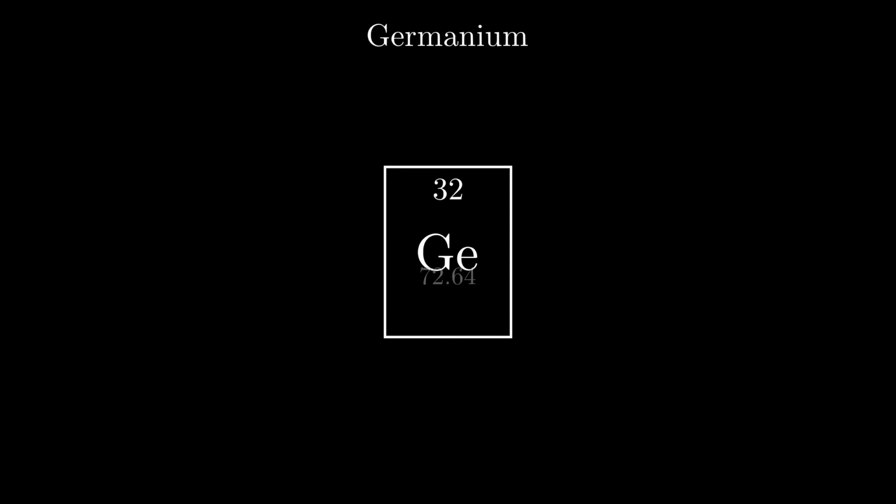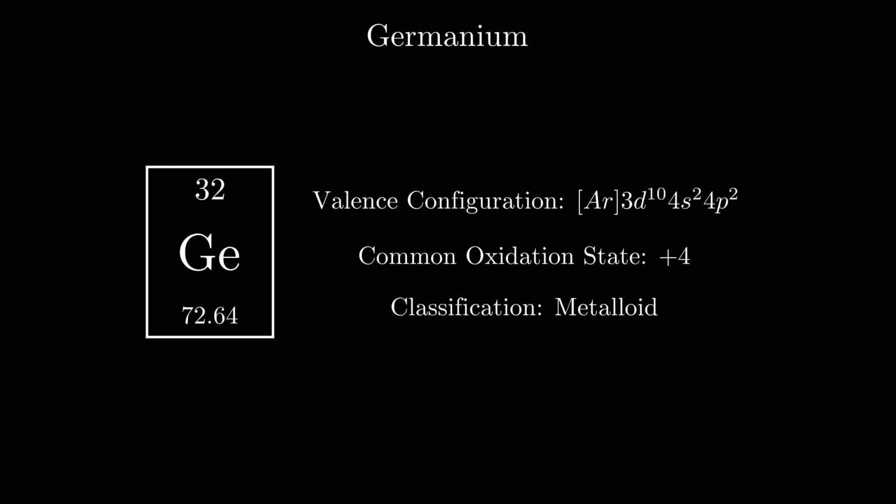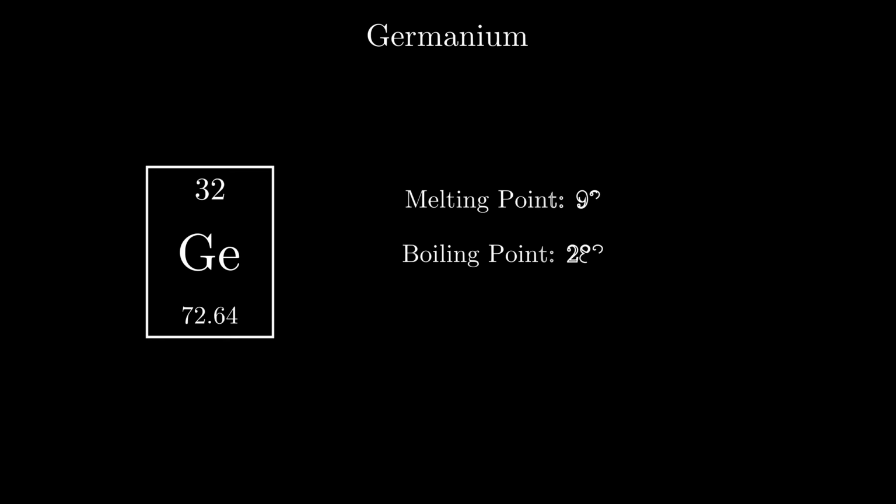Germanium, element number 32, with an atomic mass of 72.64 AMU. It has a valence configuration of 4s2 4p2, normally taking on an oxidation state of +4, a melting point of 939 degrees Celsius, and a boiling point of 2833 degrees Celsius.